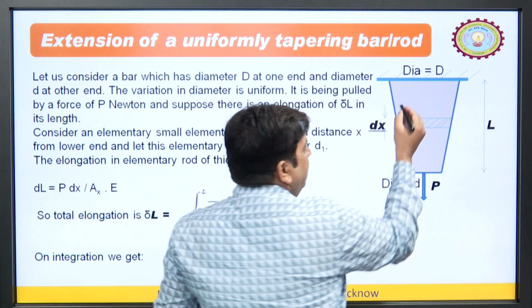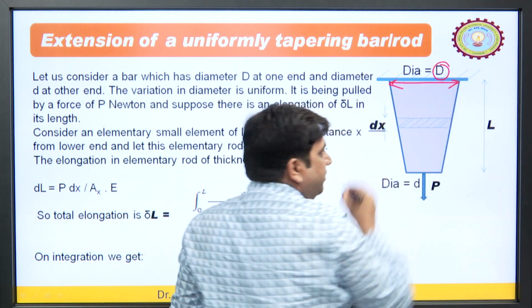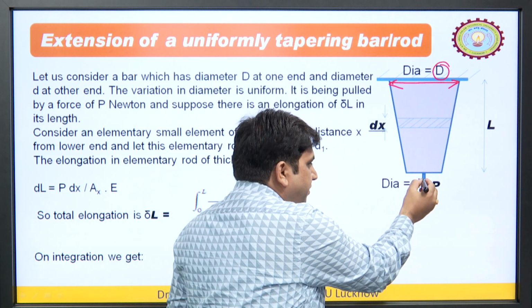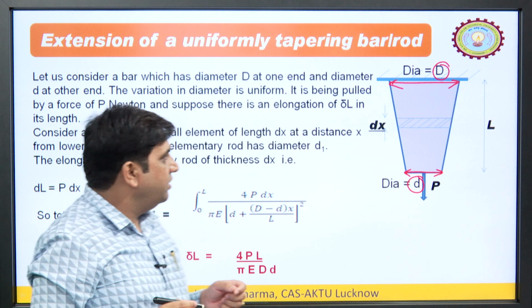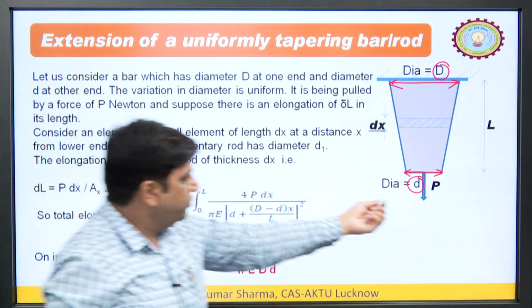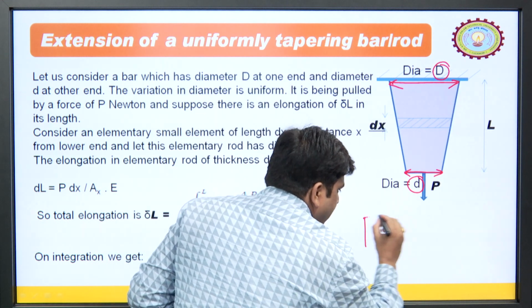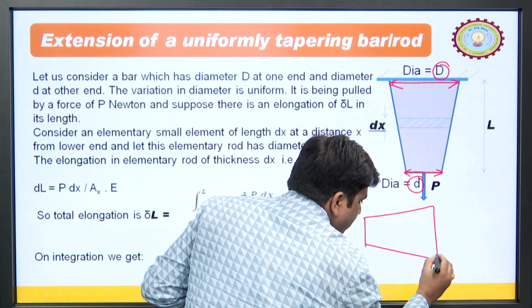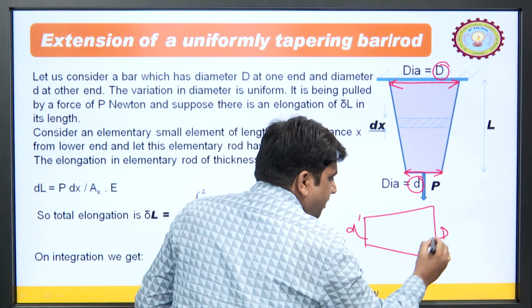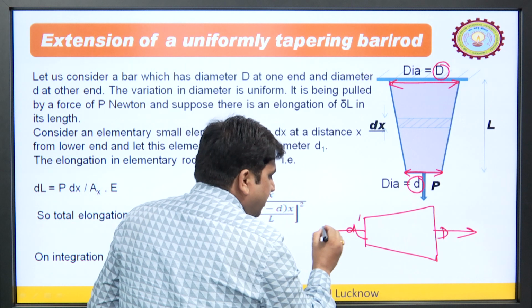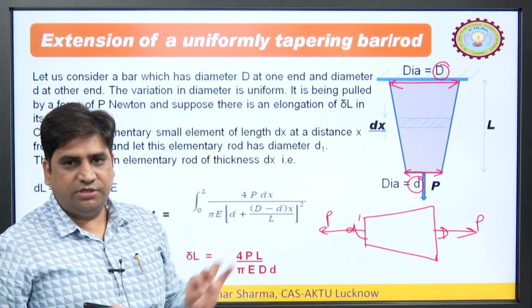So, here the diameter is capital D and here the diameter is small d. So, when we want to pull it down or keep it like this also, let us say this is the rod. Here the diameter is small d, here the diameter is capital D, and we are applying a force P here, P here. So, it is the same situation there.